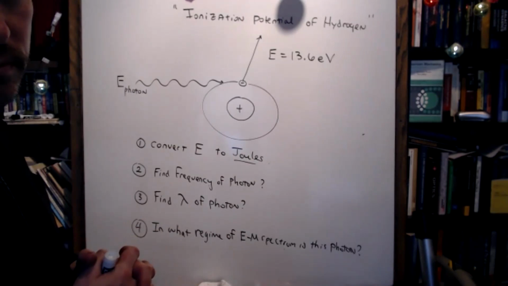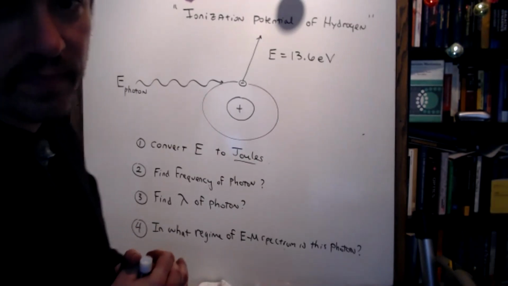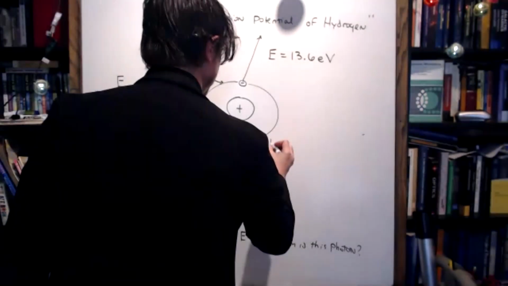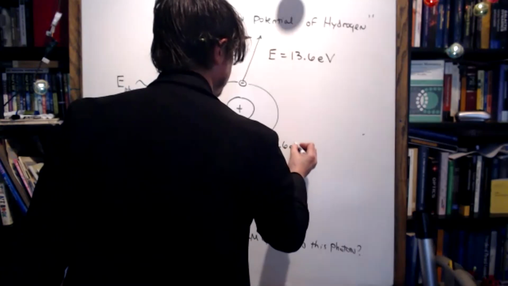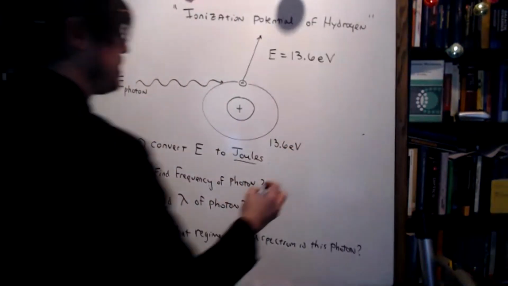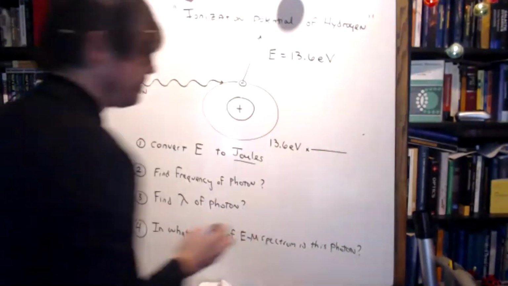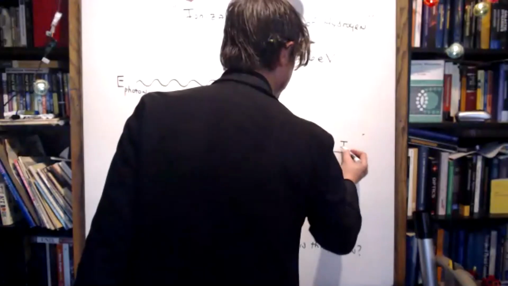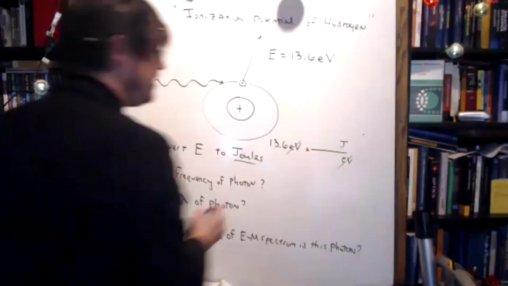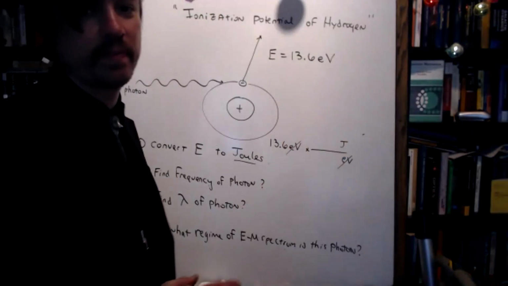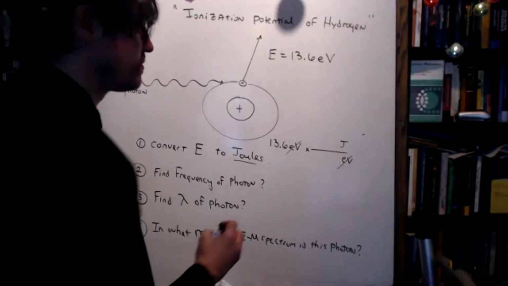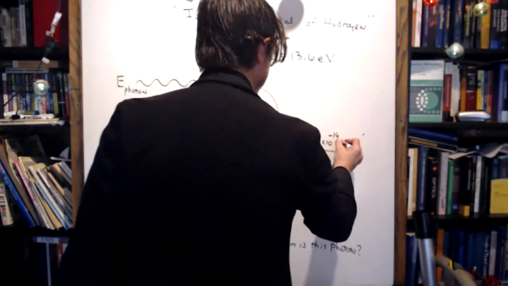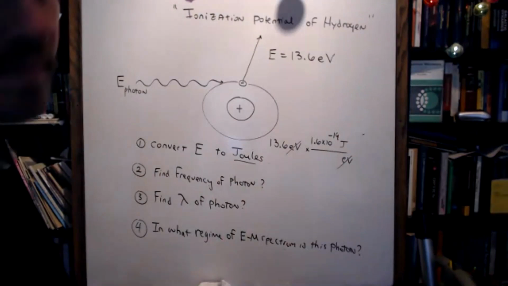Sorry, I'm eating crackers. That's okay. So I did 13.6 eV times the conversion, and I put joules over eV. Nice, to cancel eV, right? Yep. 1.6 times 10 to the negative 19 on top. Uh-huh. Yep. Right. 1 on the bottom. Nice.